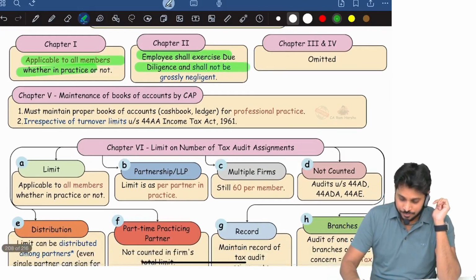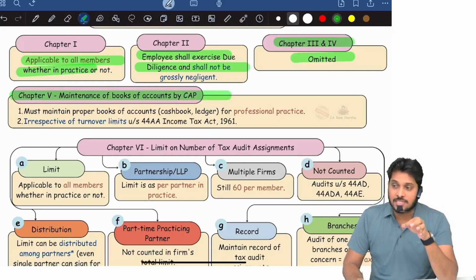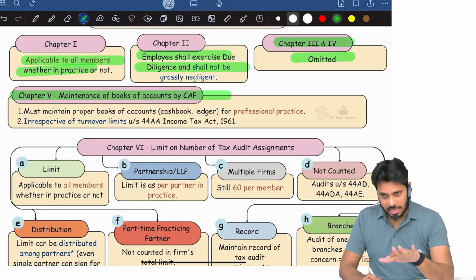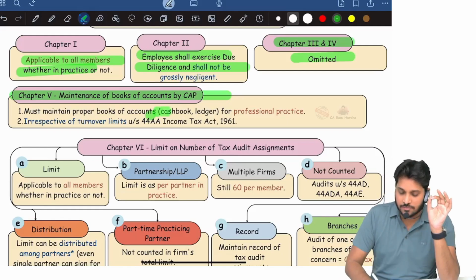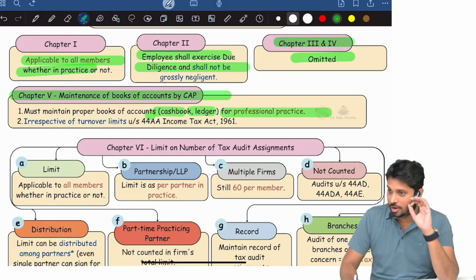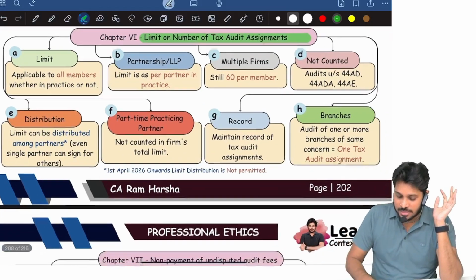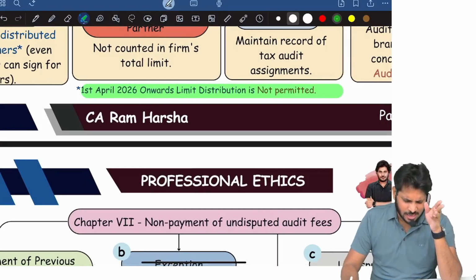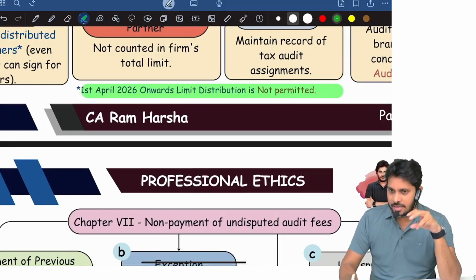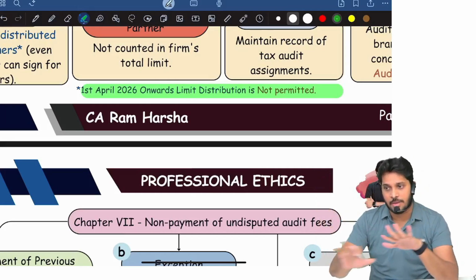Next up, maintenance of books of accounts, irrespective of limits under income tax law, it doesn't matter. Every practicing CA must maintain reasonable books of accounts like cash book and ledger for his entire practice. And what is the limit on the number of tax audit assignments? Recently, there was a circular given by ICAI that with effect from 1st April 2026, the limit distribution will not be there. This point will not be applicable to you, don't worry.